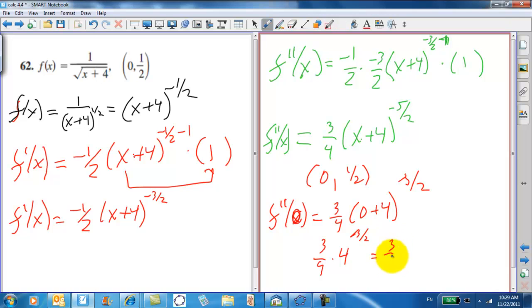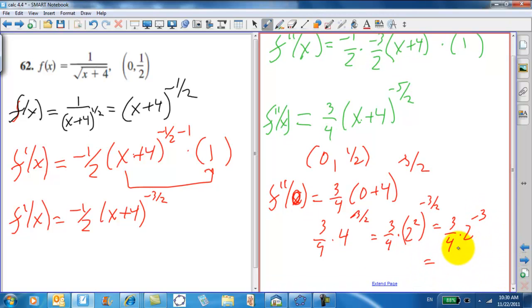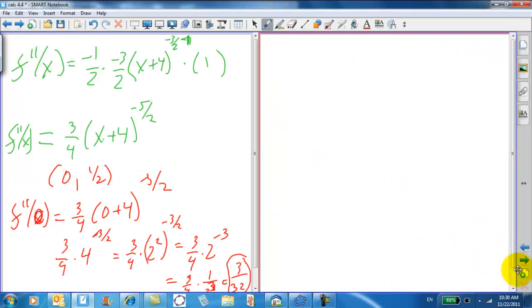We get 3/4 times 2 squared to the negative 3 halves. So that's 3/4 times 2 to the negative 3. And so we get 3/4 times 1 over 2 cubed, or 3 over 8 times 4 is 32, 3/32. Let's see if the TI-89 agrees with me.